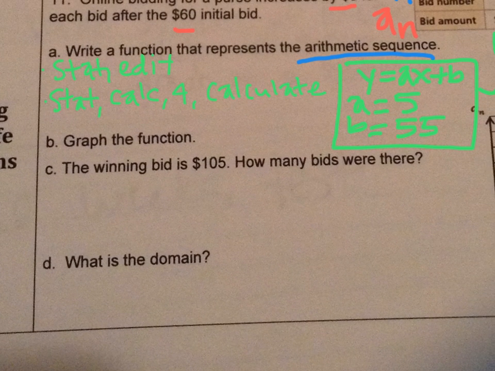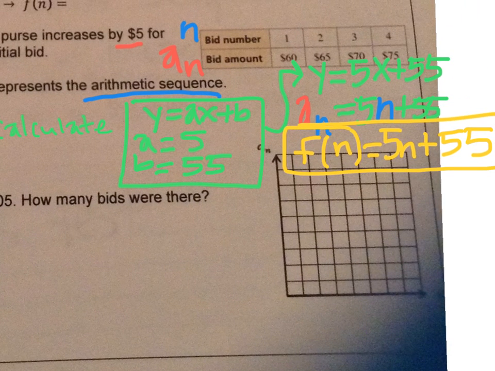Okay, now part B says to graph the function. Well, you guys have been graphing points since who knows how long. You should be able to just take the points out of this table and plot them on the graph. Now notice you're going to have to scale your x and your y axis so that all these points will fit on the graph. Your AN goes all the way up to 75, and there's not 75 grid lines here on this graph. So let's scale it.